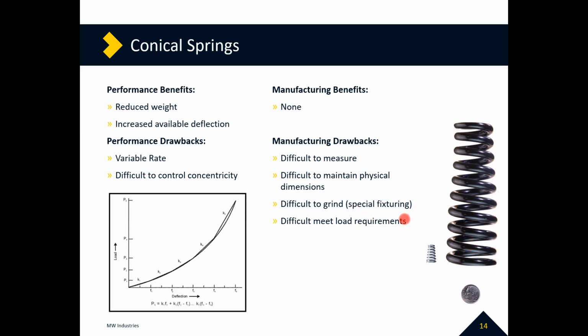Grinding is very difficult. We do need special fixturing to grind the spring. In a conventional cylindrical spring, as it goes through the grinder, it falls out of the grinding fixture. On a conical spring, it doesn't. Someone has to actually remove it. So it does cost more money, a conical spring, than a cylindrical spring would.